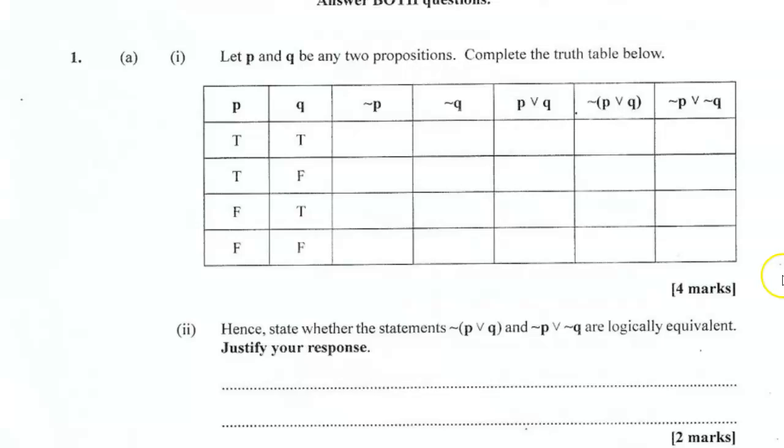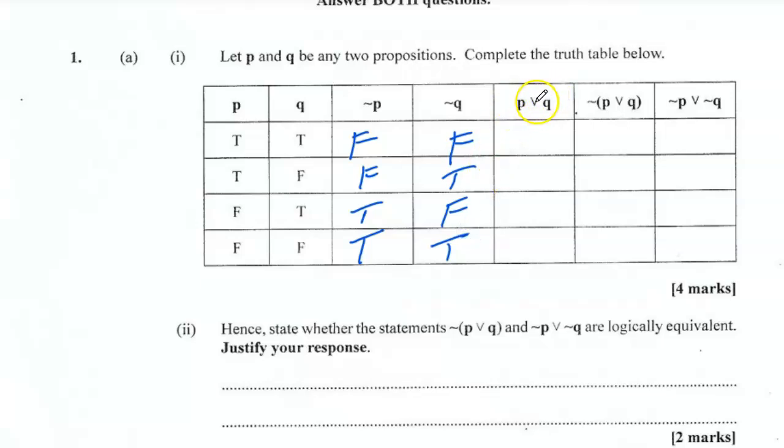Part A is a truth table. We're asked to complete the truth table. P and Q are the propositions. So let us complete the third column, which is not P. Not P is just the opposite of P. And notice for P, we have true, true, false, false. So not P is the opposite, which is false, false, true, true. And not Q is the opposite of Q, and so it's false, true, false, true.